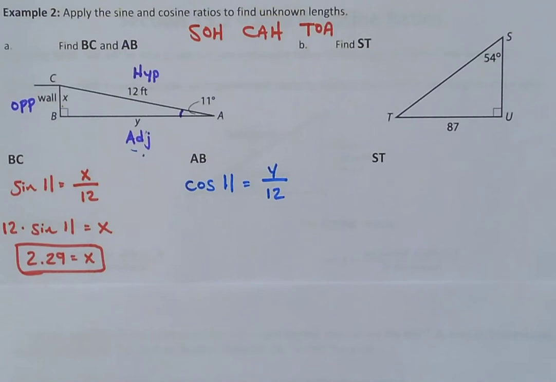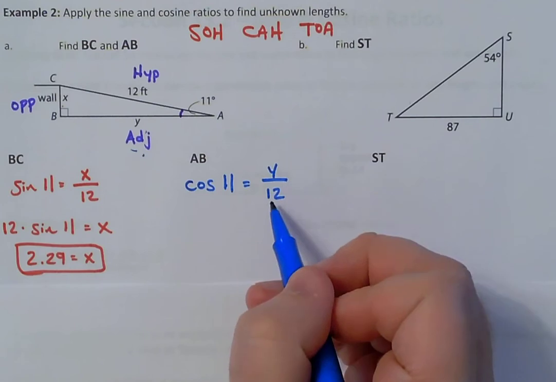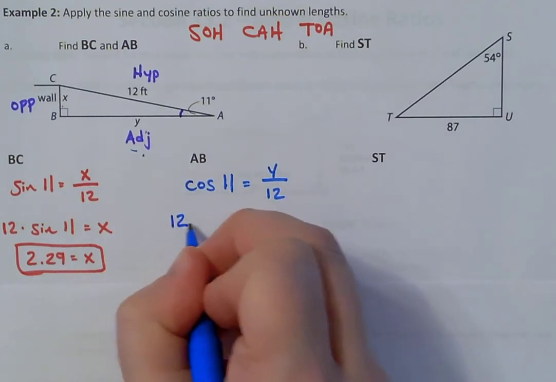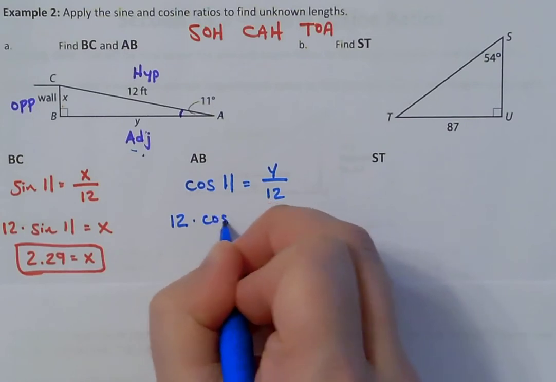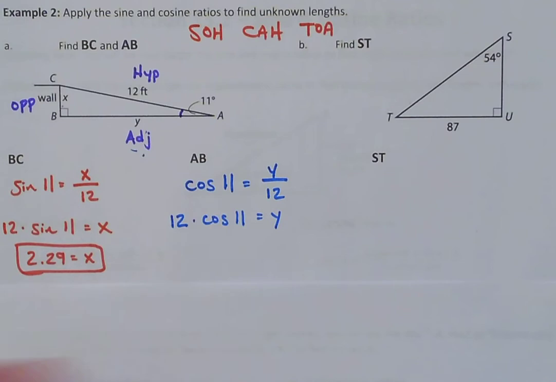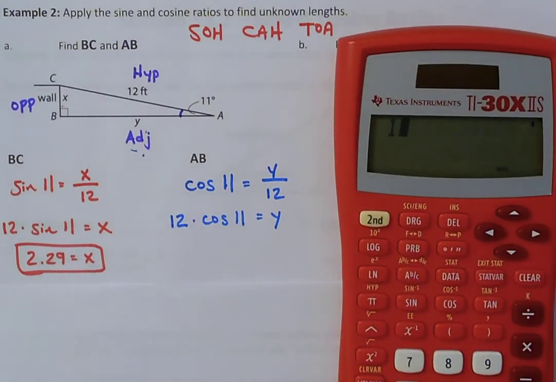So we have cosine 11 equals y over 12. Again, the y is on top and the number is on the bottom, so we can just multiply that 12 in front. So we're going to do 12 times cosine 11 to figure out the length of y. So we do 12 times cosine 11.